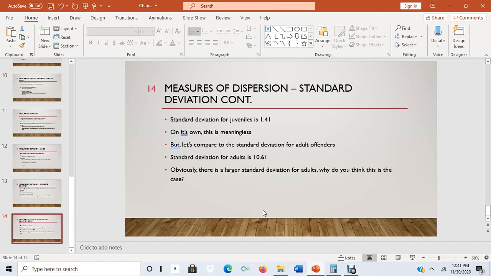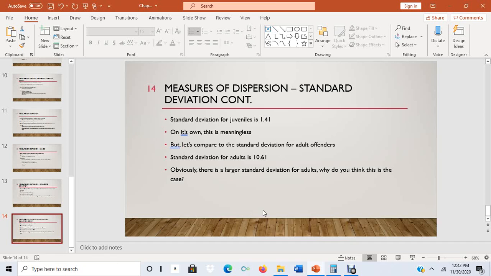What that means is that there's a lot more variation of those observations around the mean in the adult data set, whereas in the juvenile data set, there's really not a whole lot of variation around the mean, because the standard deviation is 1.41. So what this tells us is that there's more variation for adults. Why do you think that is? I'll pose the question to you. Why would we see more variation in adult age versus juvenile age?